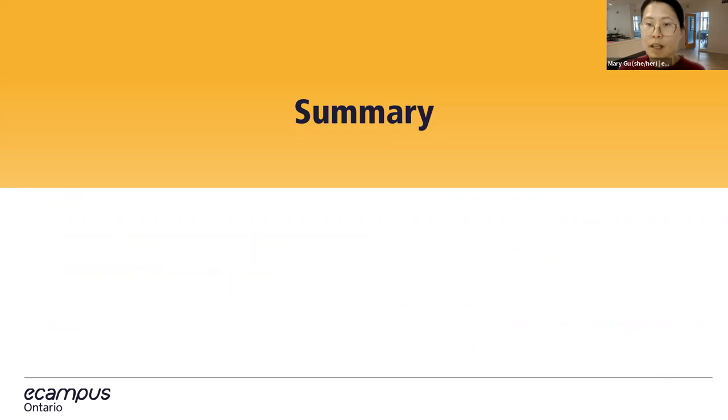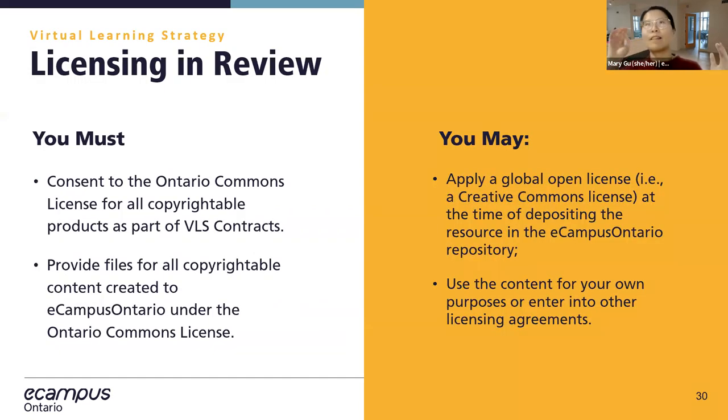So in summary, the way that VLS is set out is that you must agree to one of the licenses. The Ontario Commons license is the minimum. You must provide all the files that you create as resources as part of this work, and they have to have a license applied to them. Again, the Ontario Commons license is the minimum, and then you may, of course, choose a more globally open license. Creative Commons is one that we're very familiar with, and there might be other licenses that are applicable. But if you are using anything that's not explicitly mentioned, such as Creative Commons and the Ontario Commons one, you might want to have a discussion with us, with PMO, first, to make sure that we can accommodate this.